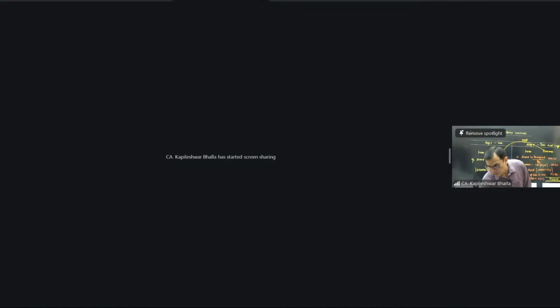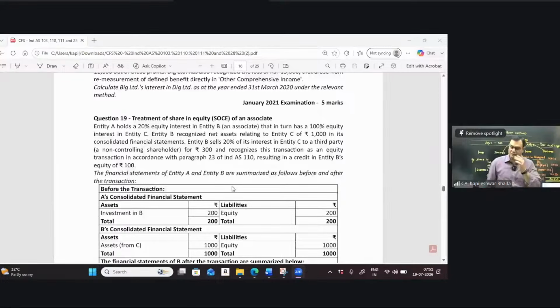Let me go to the next question with you, that is question number 19. Now, let's first read the inputs, some very interesting facts given in the case. It says entity A has got a 20% equity interest in B, an associate, that in turn has got a 100% equity interest in C. Now the chain is interesting. A has a 20% stake in B, and B has a 100% stake in C. So B is an associate of A, but C is a subsidiary of B.